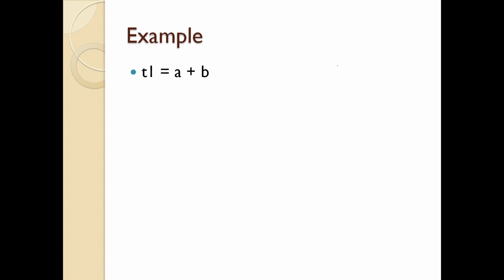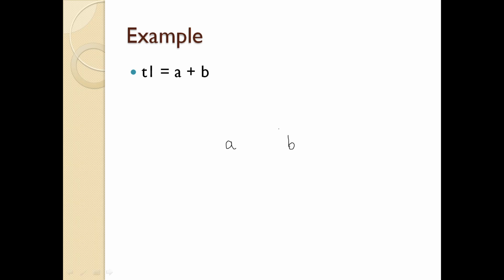If we see the example being shown on the screen, T1 = A + B. With our previous discussion, what we understood is that first we need to draw nodes for A and B, because they are the variables and they are the operands on the right side.